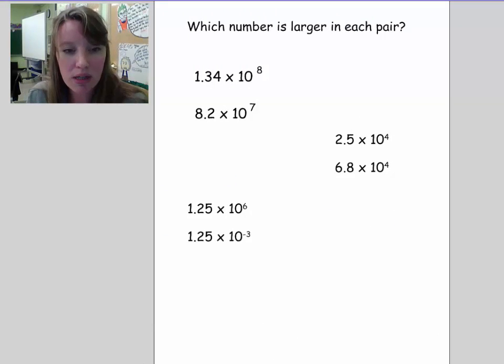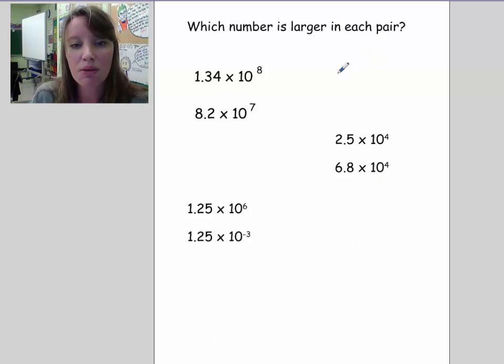Okay, so what we're doing for this next slide is we're trying to determine which number is bigger in each of the pairs. Now, I'm giving you different situations here. I'm giving you situations with positive exponents that have different orders of magnitude, that have the same orders of magnitude, and that have a positive order of magnitude and a negative order of magnitude.